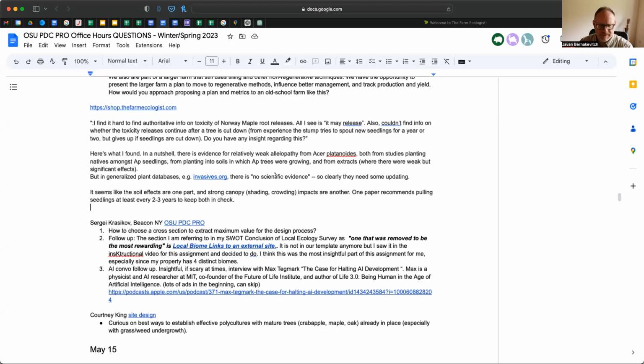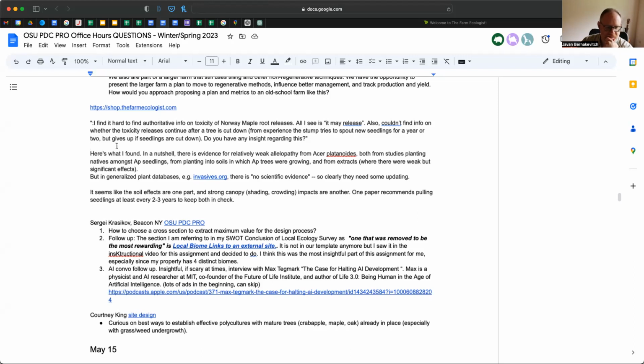all these things together. Okay, so Sergey's question, I don't know where it came from, but it came to me. Found it hard to find authoritative info on toxicity of Norway Maple root releases. All I see is it may release. Also couldn't find info whether the toxicity releases continues after the tree is cut down. From experience, the stump tries to sprout new seedlings for a year or two, but gives up if seedlings are cut down. Do you have any insights regarding this?